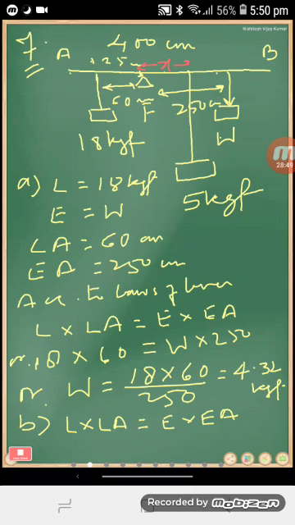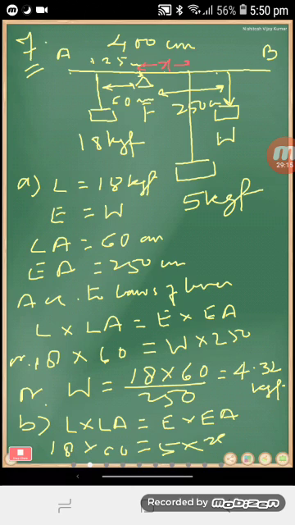Okay. Now here, this part will remain as 18. This part will remain as 60. Okay. This part, effort will now be, we are not going to consider W at the moment. Okay. Now we will consider the effort as 5 and therefore effort arm now becomes x.